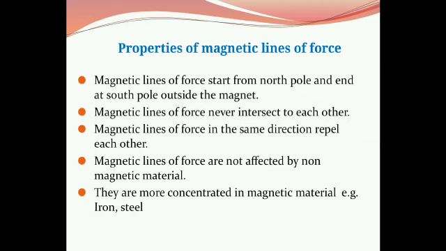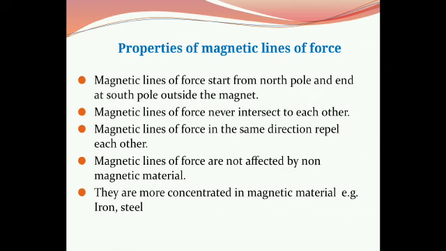The second property is that magnetic lines of force never intersect each other. That means they do not cross each other. The third property is that magnetic lines of force in the same direction repel each other. The fourth property is that magnetic lines of force are not affected by non-magnetic material.